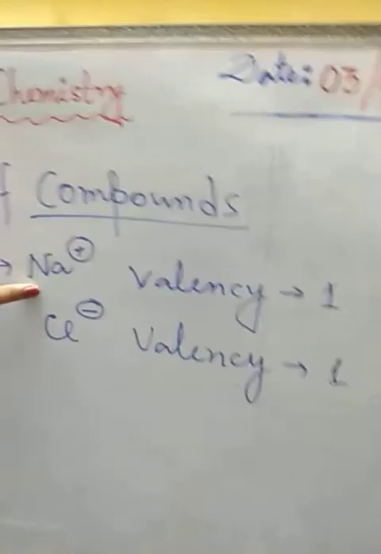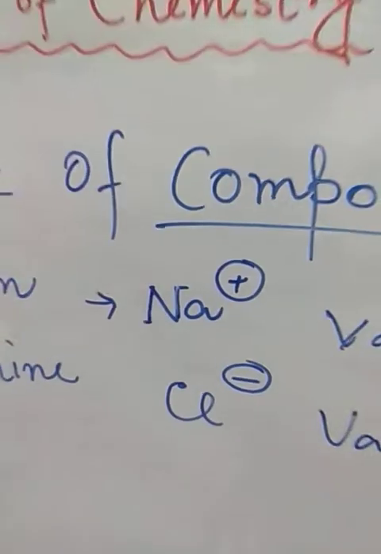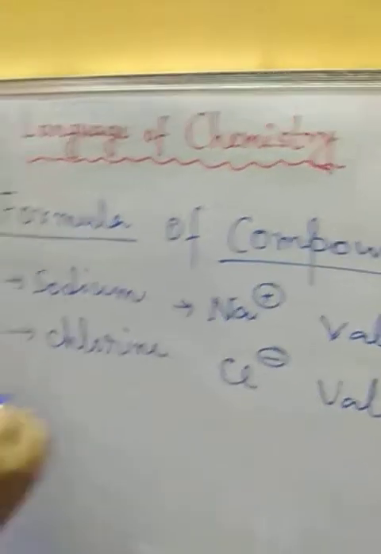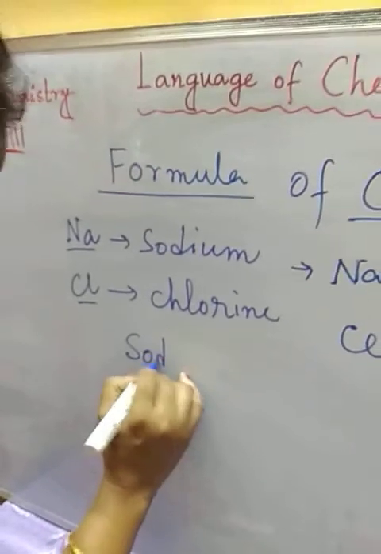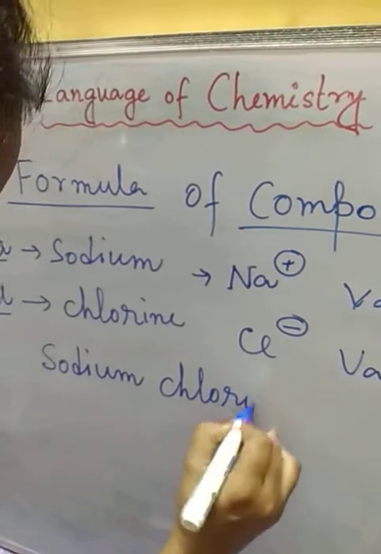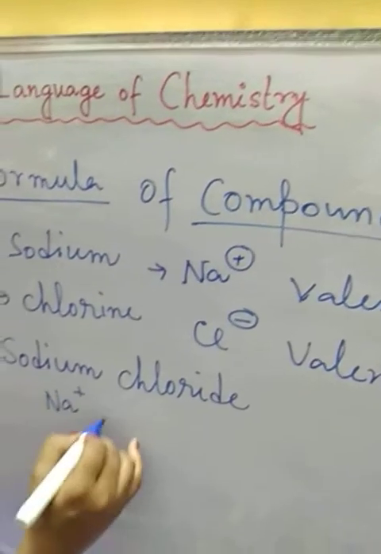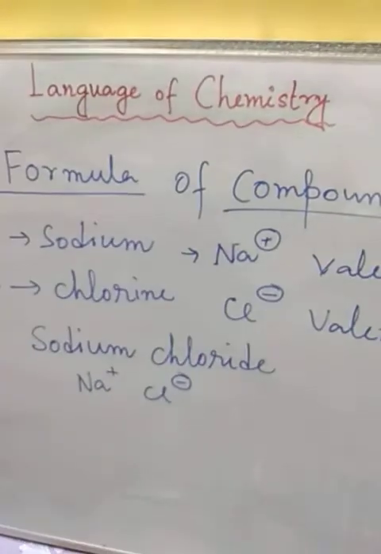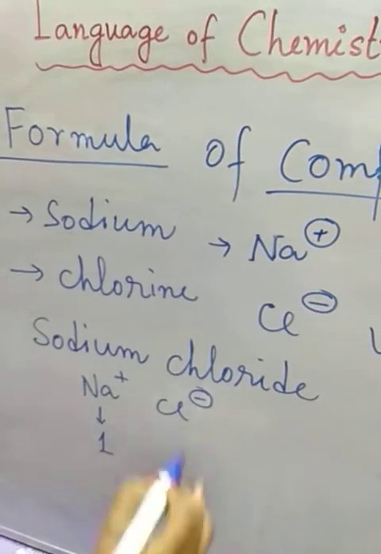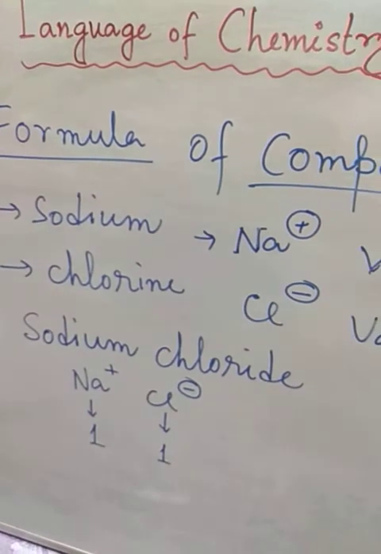Now when the sodium ion and chloride ion form a compound, it is called sodium chloride. So Na plus and Cl minus. Sodium's valency is 1 and the chloride ion's valency is 1.